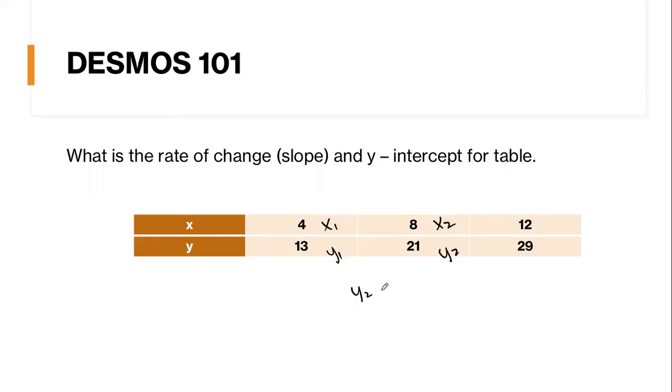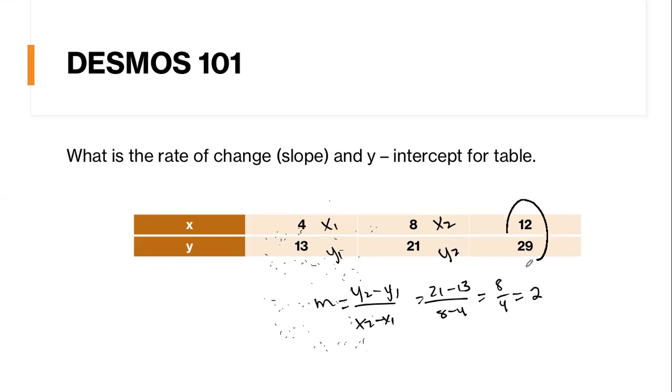So when I do y2 minus y1 over x2 minus x1, 21 minus 13 over 8 minus 4, 21 minus 13 is 8. 8 over 4 is 2. So I know my slope is 2. This is my slope formula. It's on my formula chart.